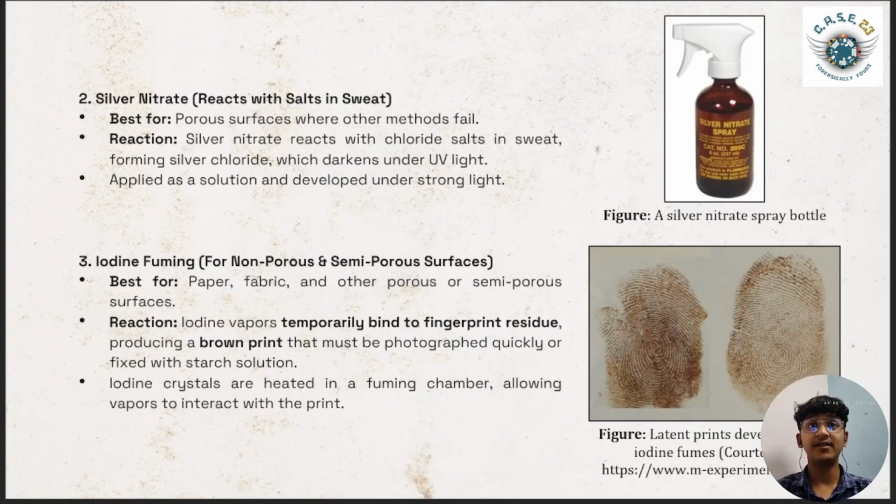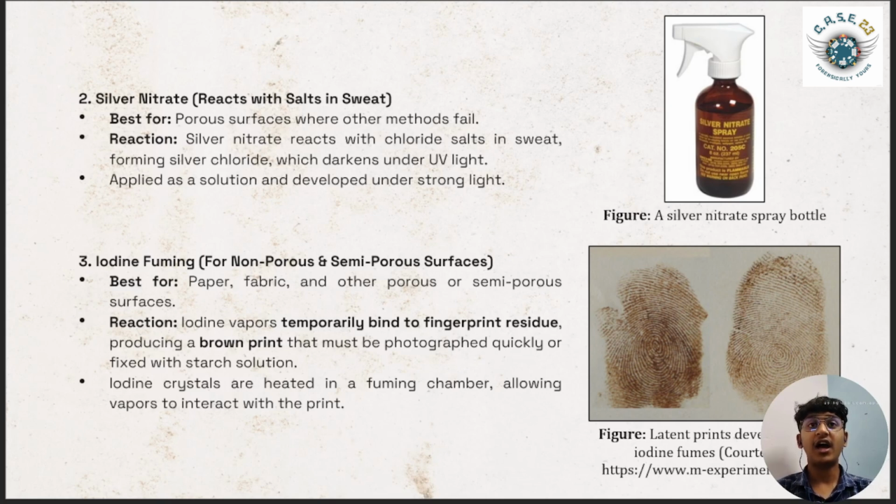Next is silver nitrate. This method is a lifesaver when other techniques fail. It reacts with the salts in sweat, forming silver chloride, which darkens when exposed to UV light. The prints don't just show up immediately. They need to be developed under a strong light source. It's especially used for old or faded fingerprints on porous surfaces.